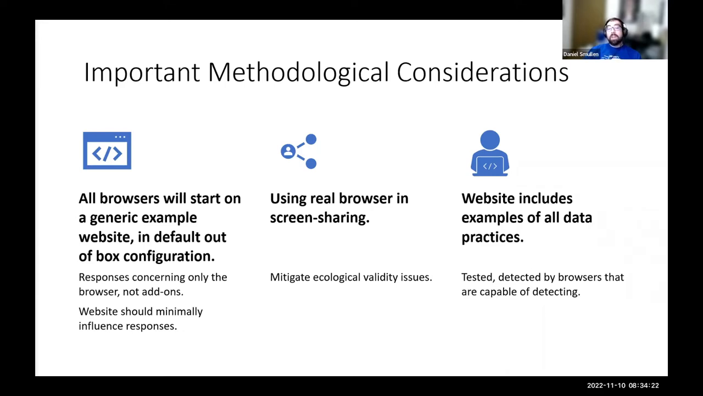It's the same website, because I didn't want the website itself to influence their perception of what's actually going on, right? People feel differently depending on what the website is, because they trust the website more or less. And so we used a real browser. That's important too. We didn't use a mock-up, because then it might not behave exactly the same as the real browser would. And that reveals things, even things like bugs in the browser, which we found. And of course, the website that we had them on had all the different data practices that I was studying, because you want the data practices to actually be there so that the behavior of the browser and what's going on reflects real life.